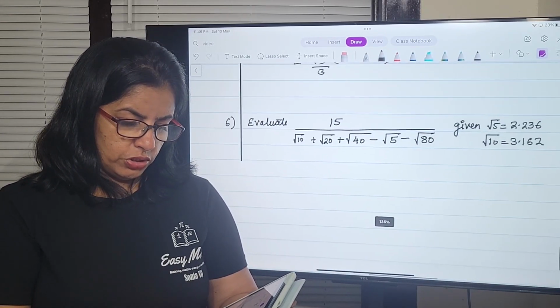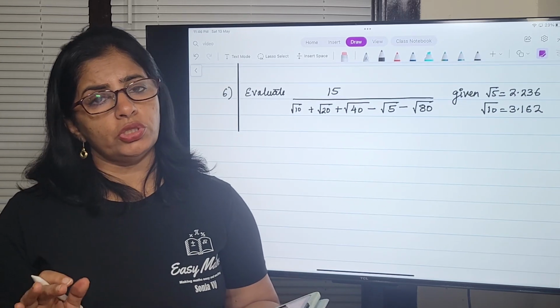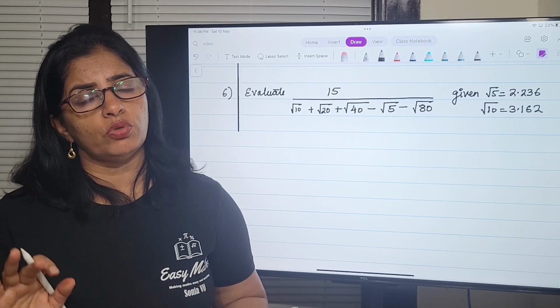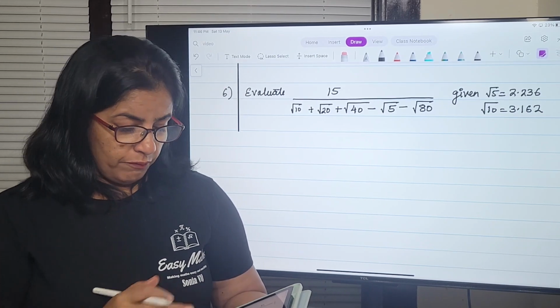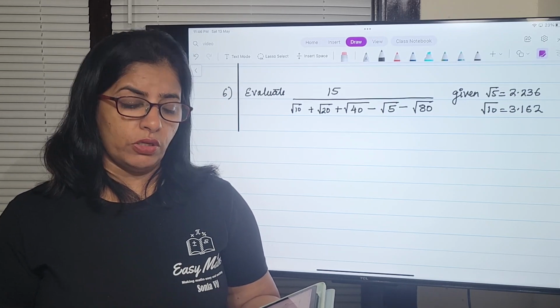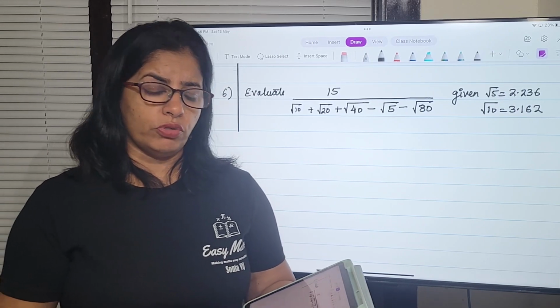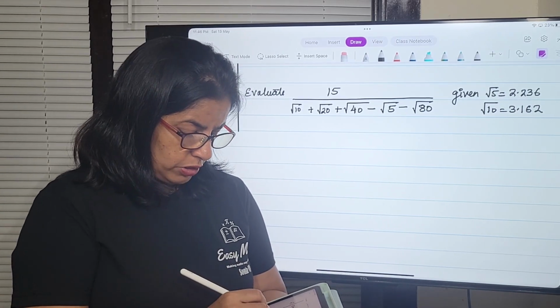Now in this question you are given some values. That means the question should be reduced to these values, root 2, root 5 or root 10. But whereas we can see in the denominator there are values like root 10, root 20, root 40. So let's change them to root 5 and root 10. See how we can do this.